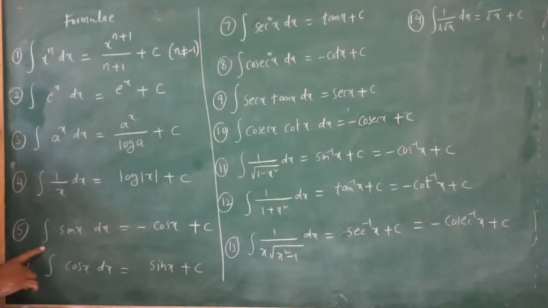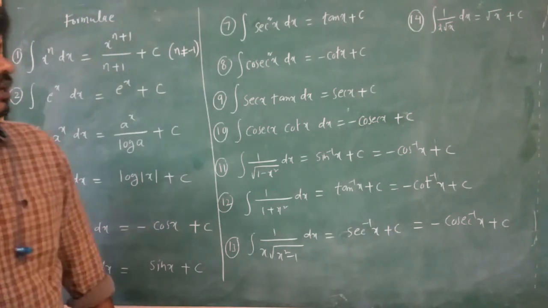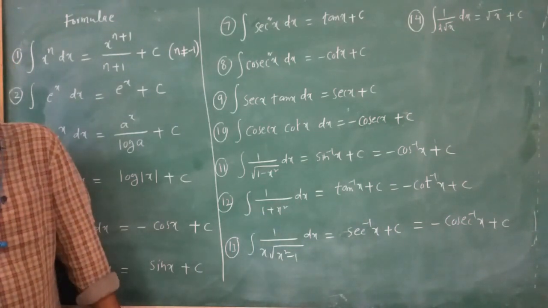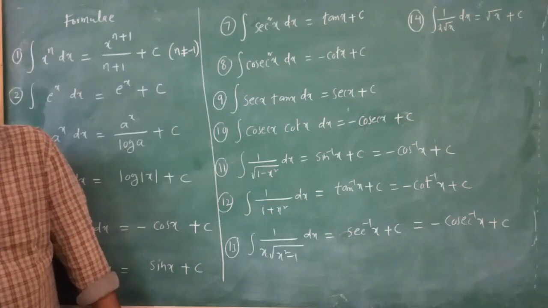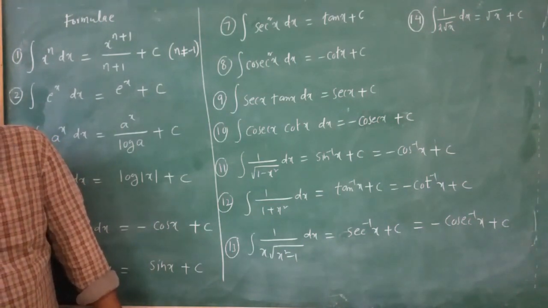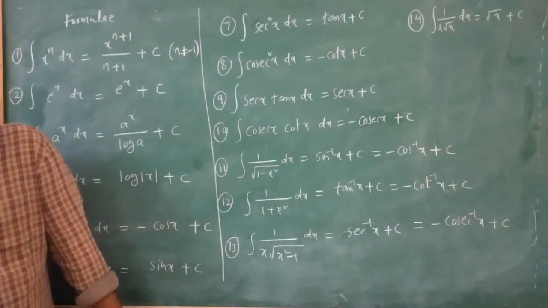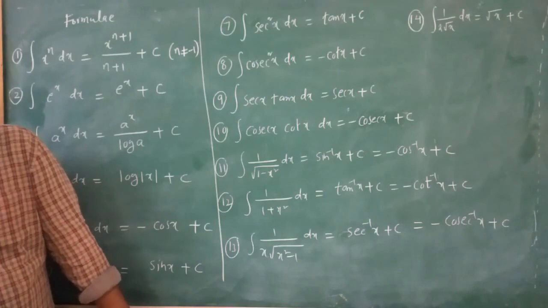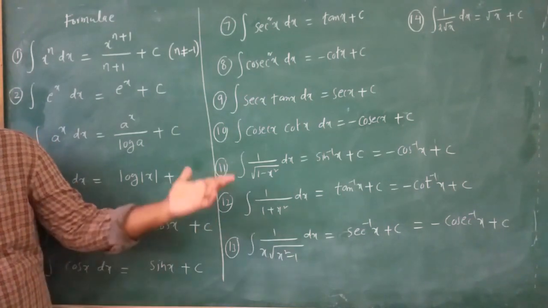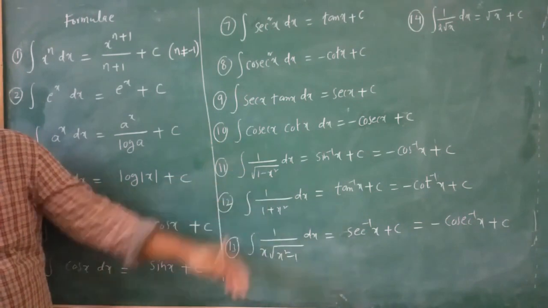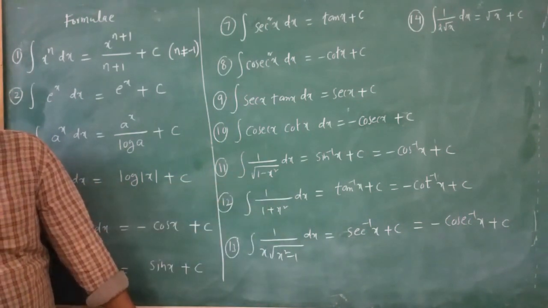Fifth one, integral of sin x dx is minus cos x plus c. Sixth one, integral of cos x dx is sin x plus c. Seventh one, integral of secant square x dx is equal to tan x plus c. Eighth one, integral of cosecant square x dx is minus cot x plus c. Ninth one, integral of secant x tan x dx is secant x plus c. Tenth one, integral of cosecant x cot x dx is minus cosecant x plus c.